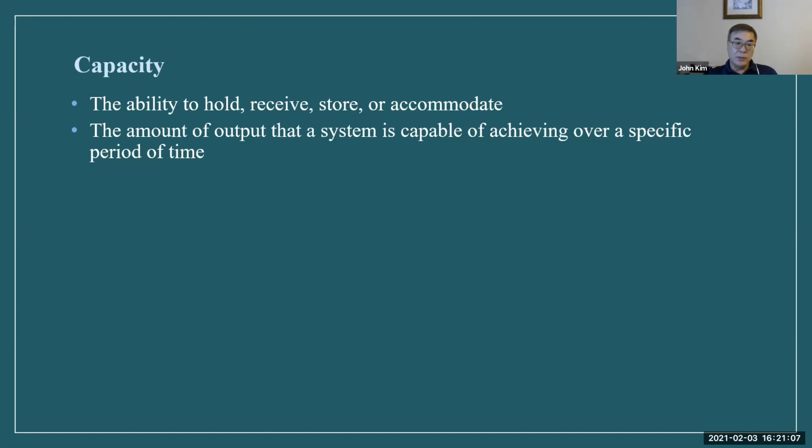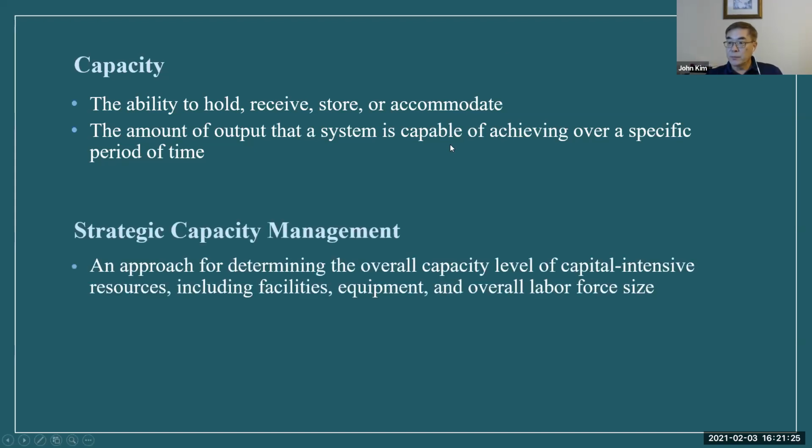Output, you know, if there are 10 machines, and each machine can produce 10 per hour, then 10 times 10, 100 output. That is capacity too. And strategic capacity management is an approach for determining the overall capacity level of capital-intensive resources, including facility, equipment, and overall labor force size.